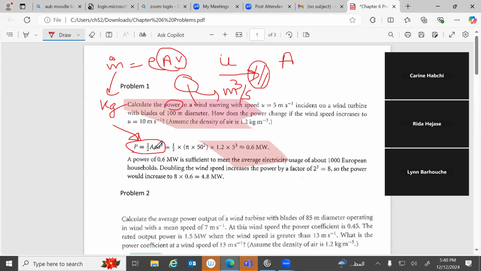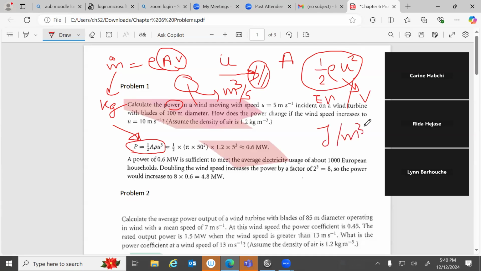We know that if I consider the value of energy per unit volume, what is the value of energy per unit volume? It's half rho u square. Wind energy, yes. So if you do half rho u square, this will give you energy per unit volume. So it's joule per meter cube.